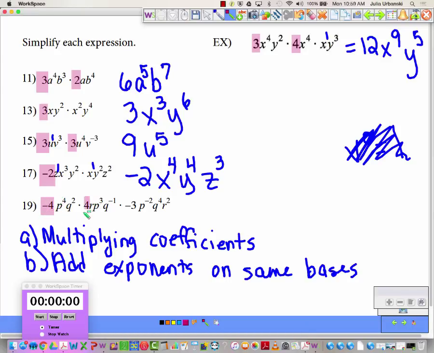-4 times a +4 times a -3. No, this is not the exponent. These are the coefficients. So it's going to be a negative 12 times 4, we're going to have -48.